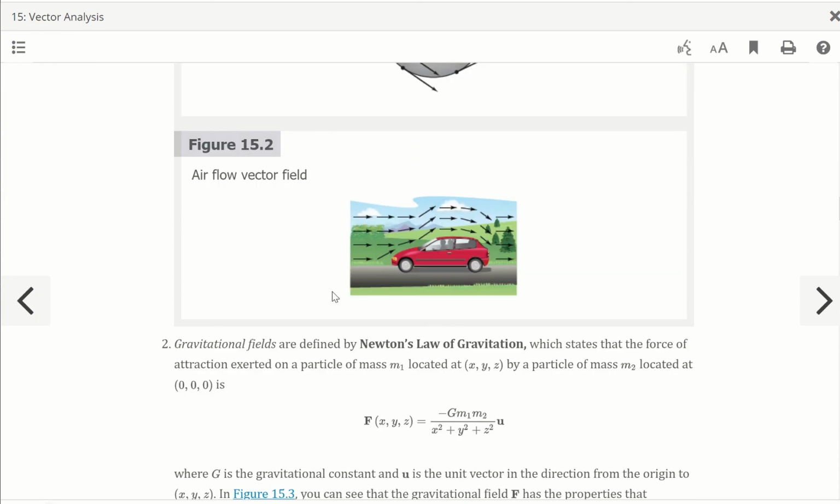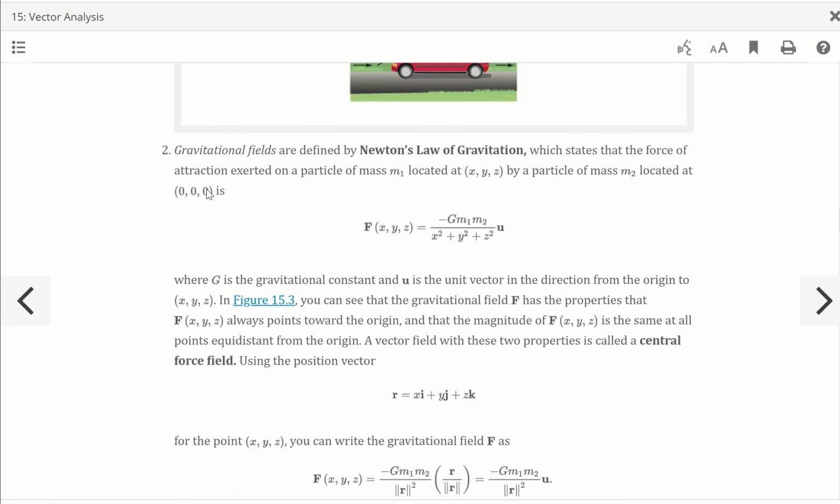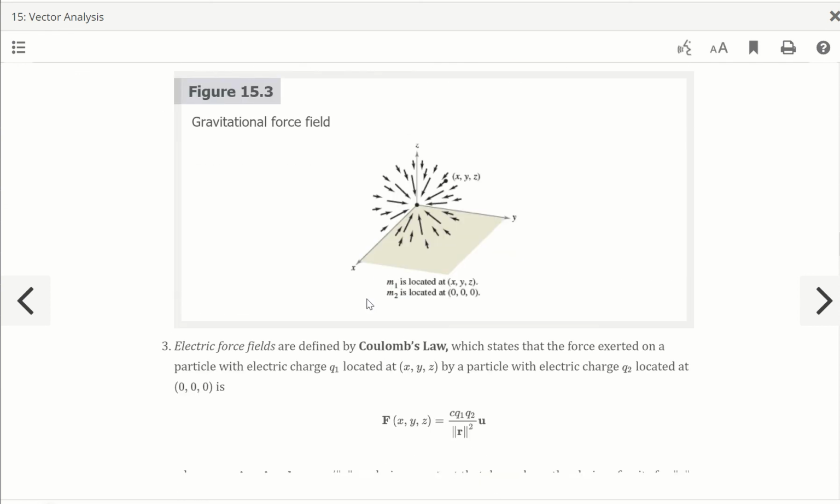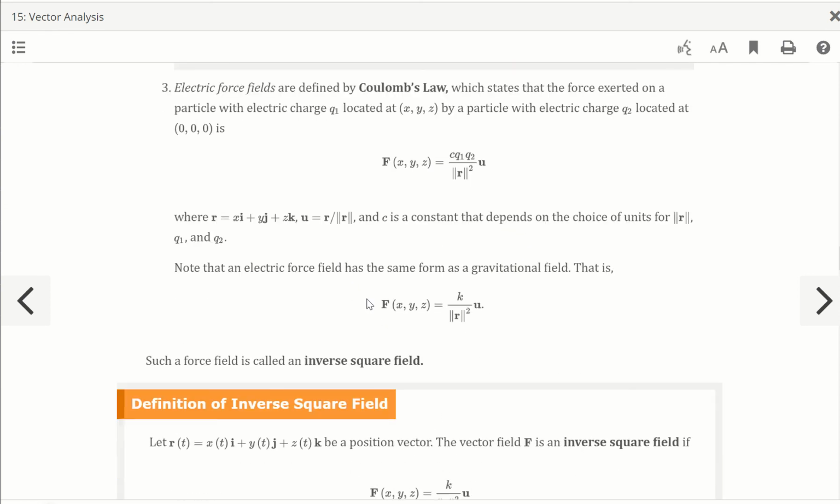We can also think of a vector field as diagramming the airflow around a vehicle that's driving. We also have classical gravitational fields given by Newton's law of gravitation, and there are many, many others as well. From electricity, we have Coulomb's law, which talks about the force due to electric charge that a particle would face at a point in a plane.